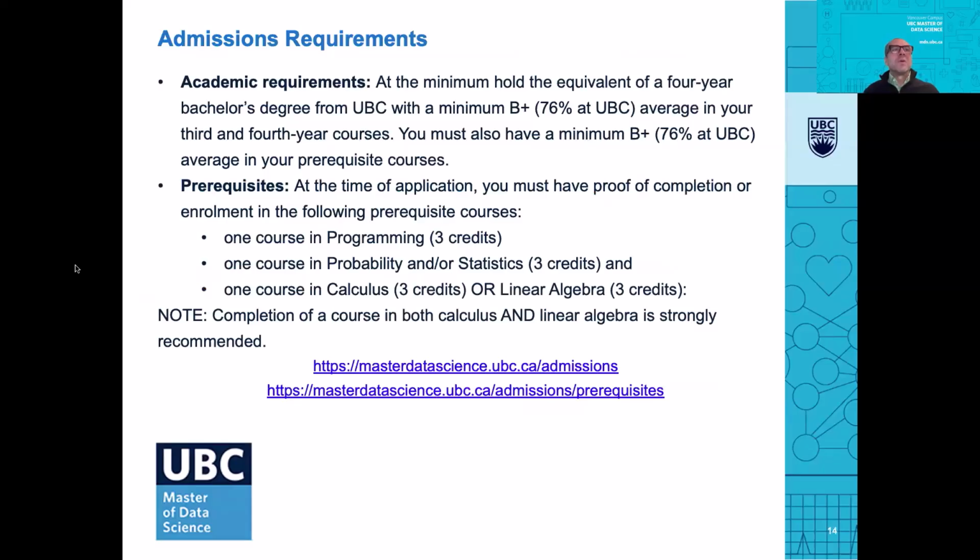Admissions requirements. So remember the GPA and the prerequisites I talked about. In order to be able to apply for the MDS program, you need to have a minimum of B+, which is 76% at UBC average in your 3rd and 4th year courses. You must also have a minimum B+ average in your prerequisites courses.